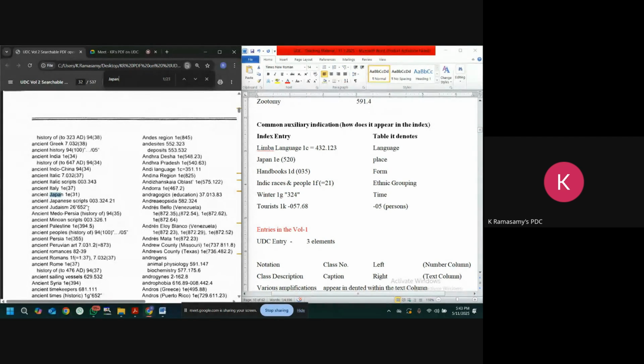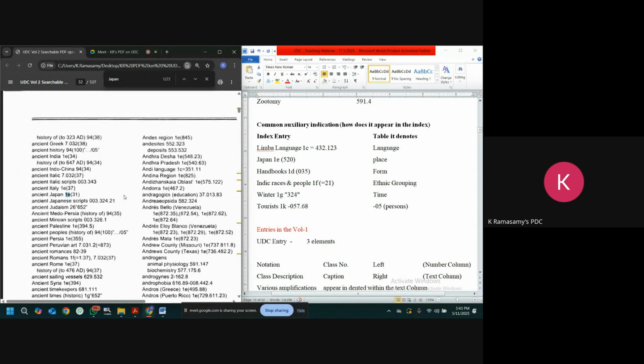Ancient Japan. Okay, for example, let's say ancient Japan. It says, what is the number? It says in circular brackets, you should write 31. That is called ancient Japan. So this number is not the main UDC number. This is taken from a table because it is given 1E. Table 1E is called common auxiliaries of place. So this 3-1 has come from a table called 1E.